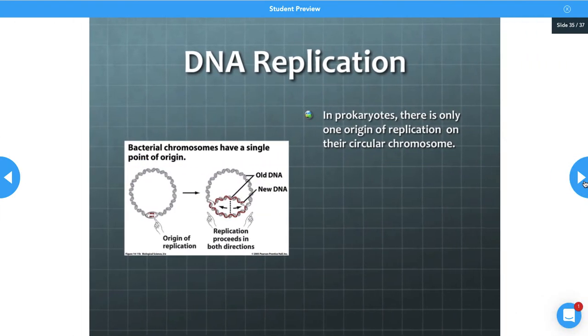In prokaryotes, there's only one origin of replication on their circular chromosome, because a circle starts and stops at one point. And so there's only going to be one point of origin, and we're going to create a whole new strand from this one helicase.